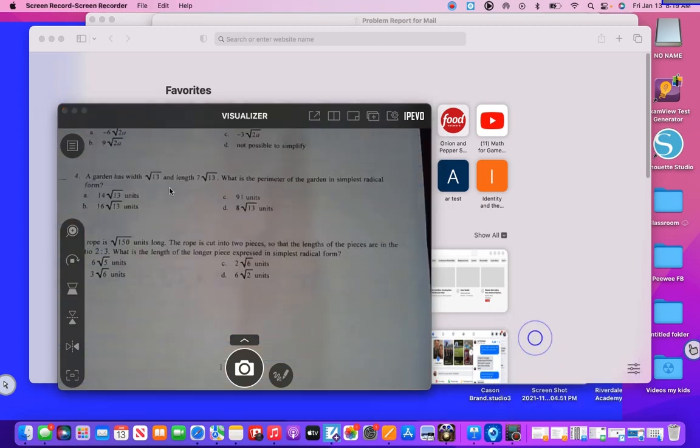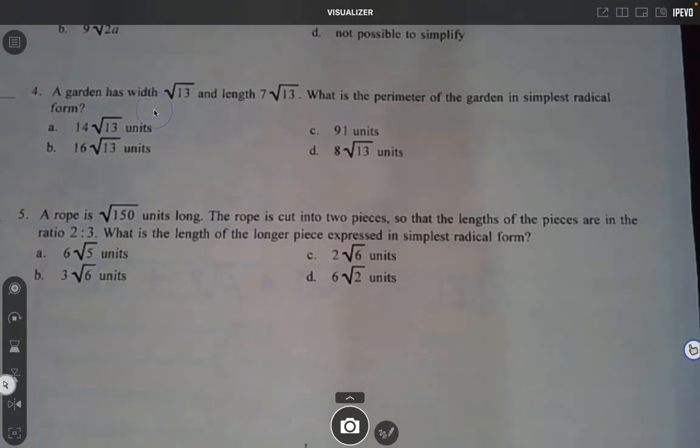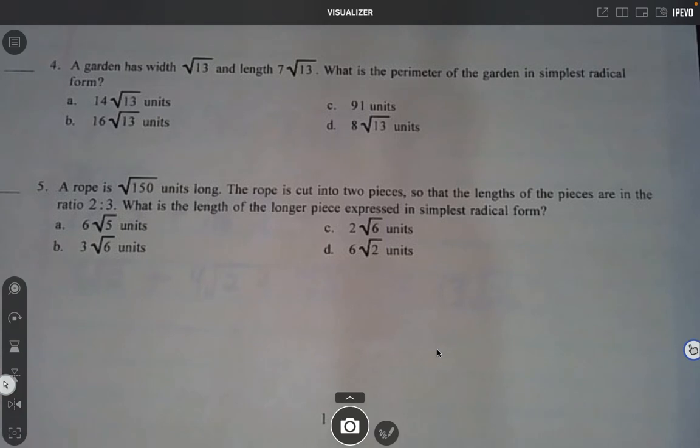Pause for a second. Okay, so let's first simplify. What is the square root of 150? So the square root of 150 is what times what? Look at our perfect squares. It is 25 times 6. So this is making sense that it's going to have the 6 underneath, right? Well, what's the square root of 25? 5 square root of 6.